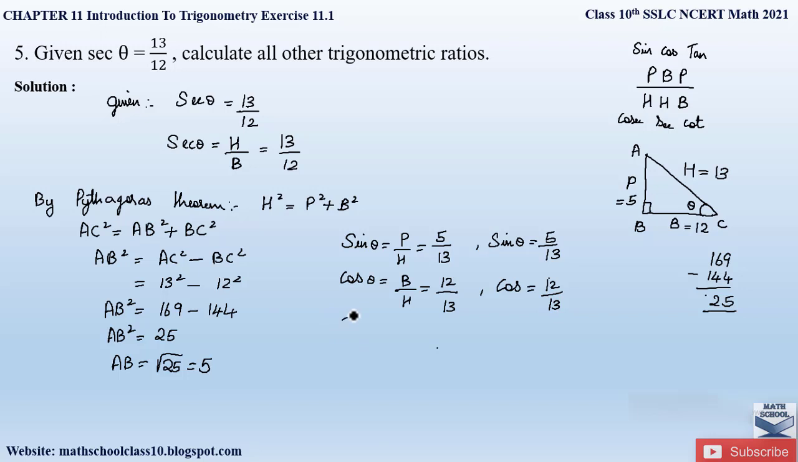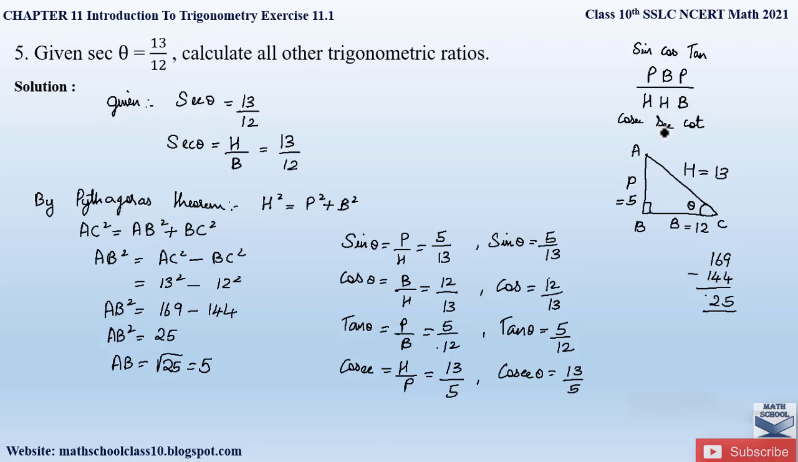Similarly, we will find out tan theta. The trigonometric ratio for tan theta is perpendicular by base. Here the perpendicular value is again 5 and base is 12. So therefore tan theta is equal to 5 by 12. Similarly, cosecant theta is hypotenuse by perpendicular. So here hypotenuse is 13 and perpendicular is 5. So cosecant theta is equal to 13 by 5.